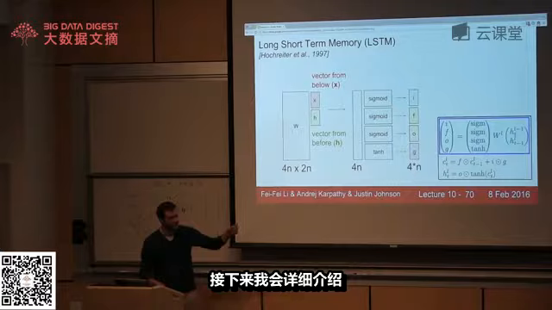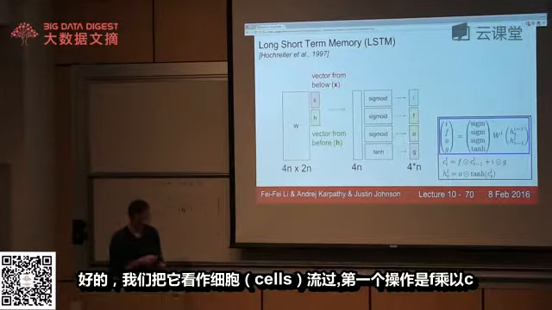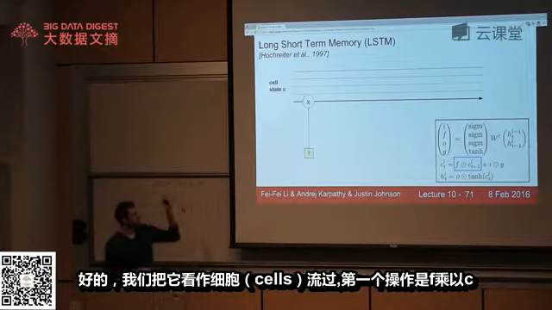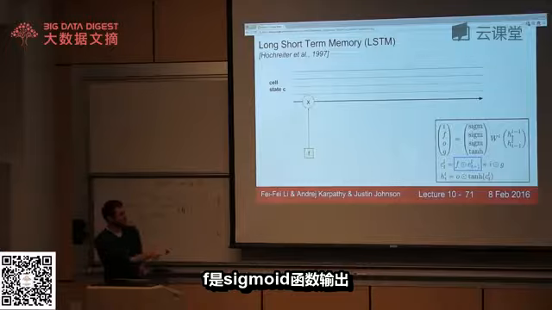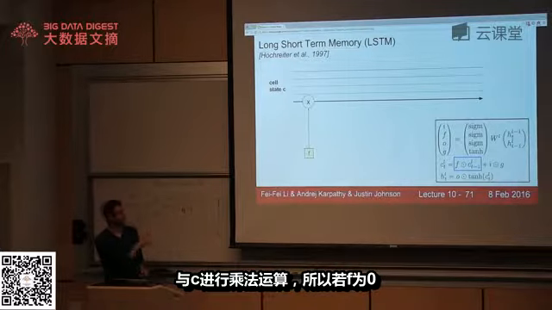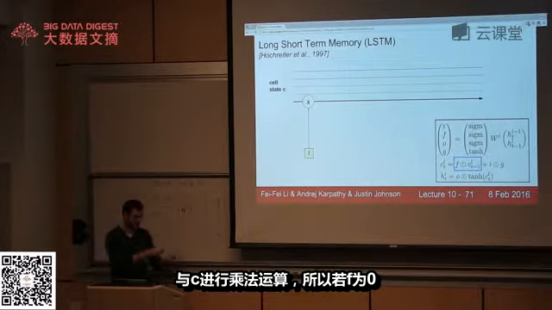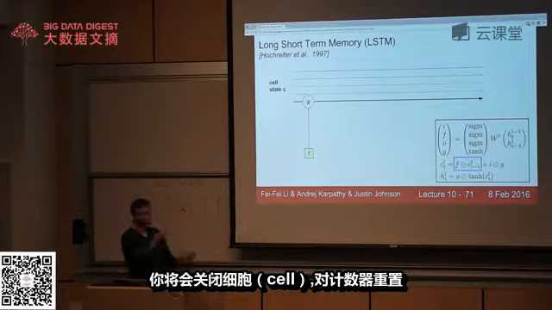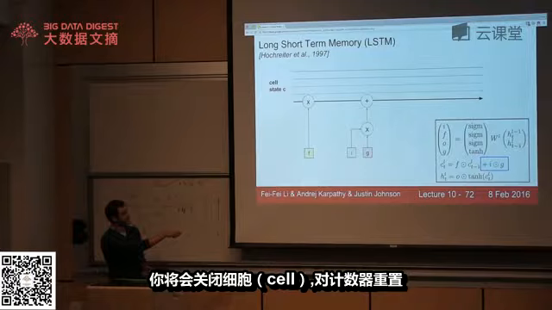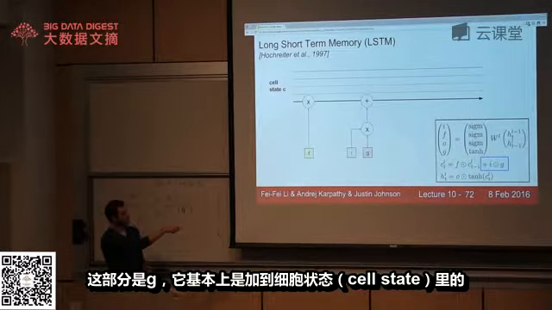And I'm going to go through this in more detail as well, but maybe I should go through it now. Okay. So think about this as cells flowing through. And now the first interaction here is the f dot c. So f is an output of a sigmoid. And so f is basically gating your cells with a multiplicative interaction. So if f is 0, you will shut off the cell and reset the counter. This I times g part is basically adding to the cell state.